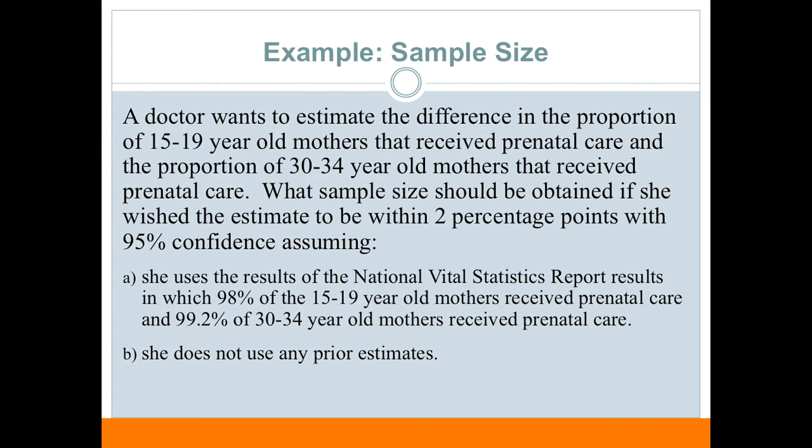So let's look at this example here. A doctor wants to estimate the difference in the proportion of 15 to 19-year-old mothers that received prenatal care and the proportion of 30 to 34-year-old mothers that received prenatal care. So we want to know what sample size should be obtained if she wishes the estimate to be within 2 percentage points, 95% confidence, and then for A, she's going to use results from the National Vital Statistics Report, which indicates that 98% of the 15 to 19-year-olds and 99.2% of the 30 to 34-year-olds receive prenatal care, and then we're also going to do the same calculation, not using any prior estimates at all.